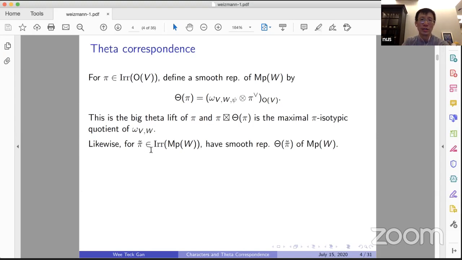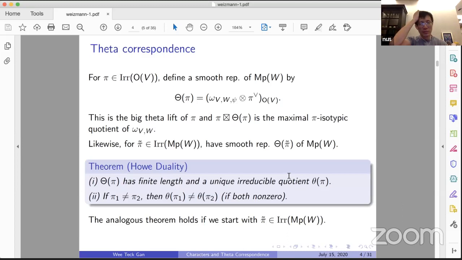Likewise, you could take an irreducible representation of Mp(W). As a matter of convention, whenever I work with things on Mp, I will assume that they are genuine; in other words, they do not factor to Sp. So pi tilde will be an irreducible genuine representation of Mp(W). Then, by using the analogous formula, we can define a smooth representation theta of pi tilde of Mp(W). No, sorry, I guess this should be of O(V). Typo here.